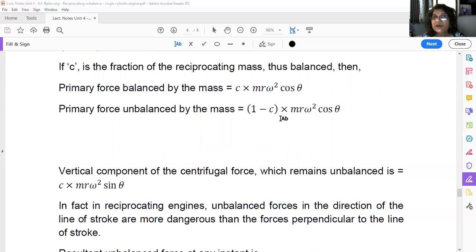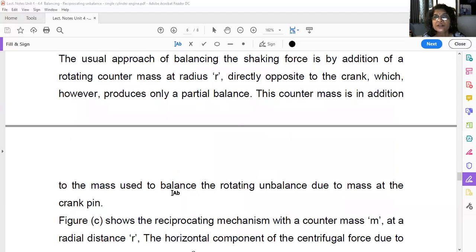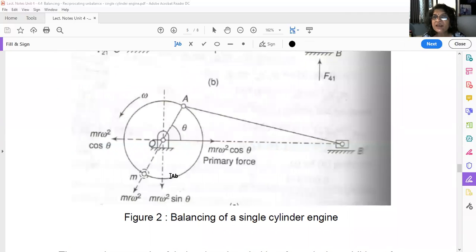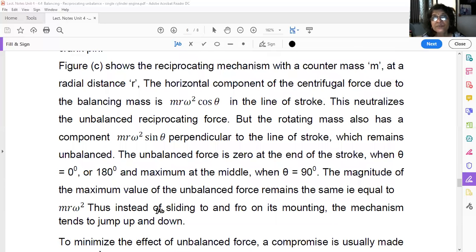In addition to this, the vertical component of the centrifugal force which remains unbalanced is C into MR omega square sine theta. See this horizontal and vertical component. This is MR omega square sine theta, and we are taking C times M. So C times MR omega square sine theta is also remaining unbalanced. So now there are two unbalanced forces because we cannot completely balance this, only partially. So 1 minus C MR omega square cos theta and C MR omega square sine theta, these two forces remain as unbalanced forces.